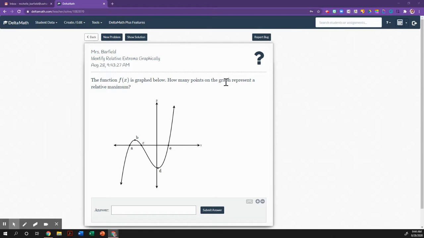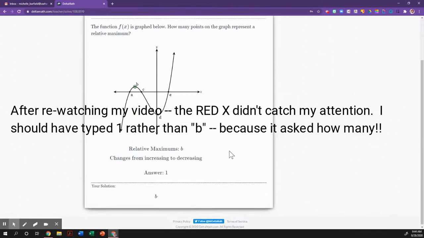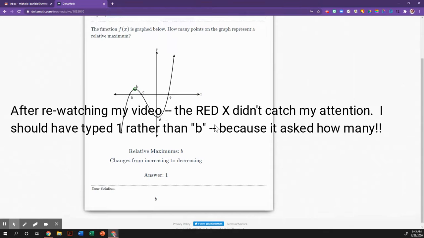Okay, so it says how many points on the graph represent a relative maximum? Okay, so you can see we've got arrows representing it goes off to infinity. But if I look right here, I've got this peak and then I do have a valley. So B would be a relative maximum. Okay, and then you can also see this alternate explanation is that it's a change from increasing to decreasing.